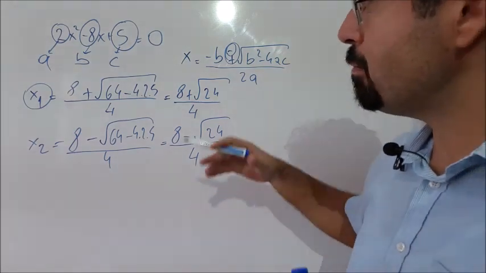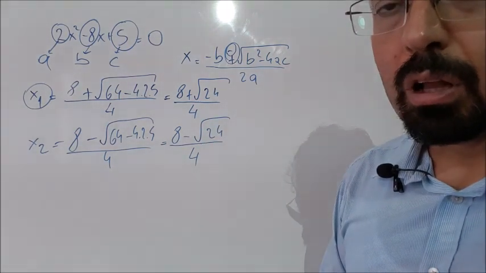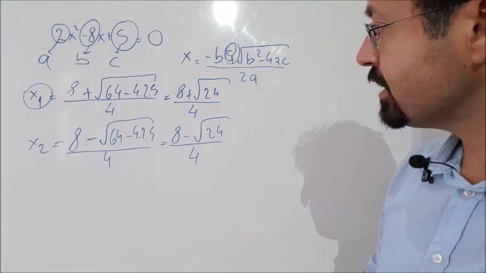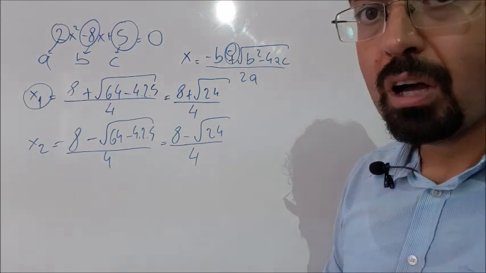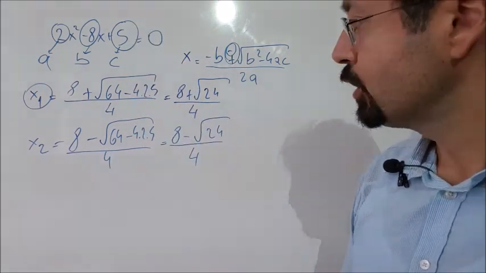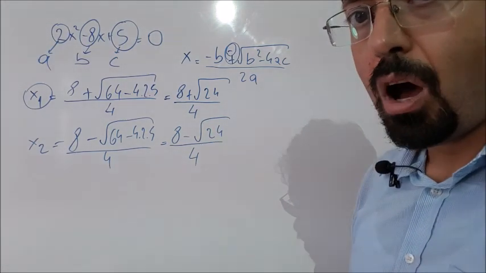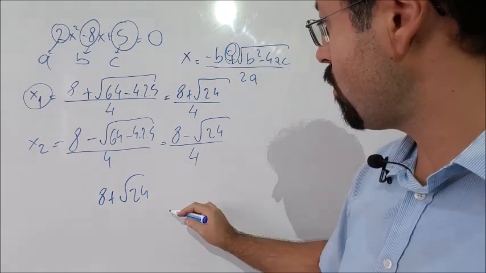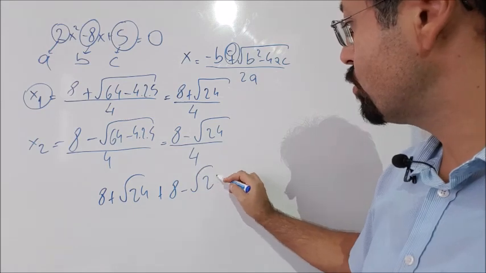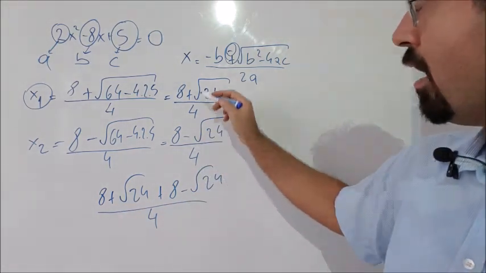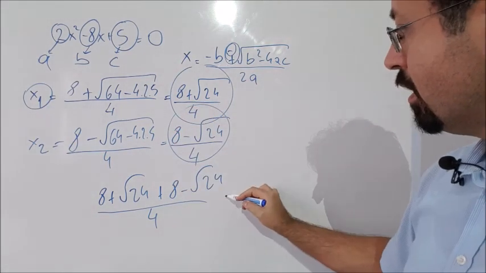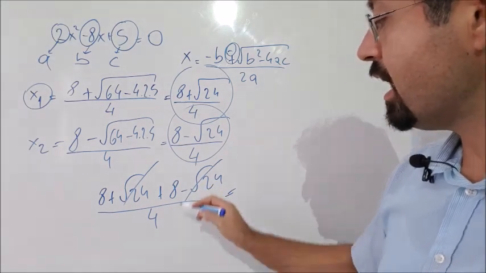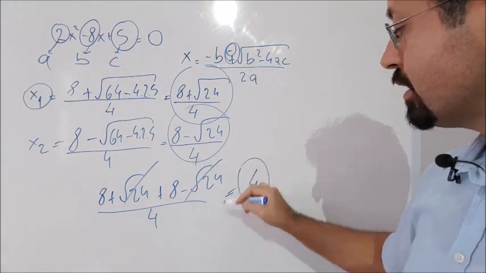If you want, you can simplify them. You can keep further simplifying those. But in this question, we are asked to find the sum of the roots of this equation. So when we add them up, we find the sum of the roots. Let's just add them up: 8 plus root 24 over 4 plus 8 minus root 24 over 4. You're just adding those two values up. The root terms cancel each other out. 8 plus 8 is 16 over 4 is 4.